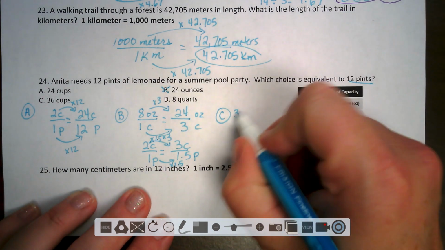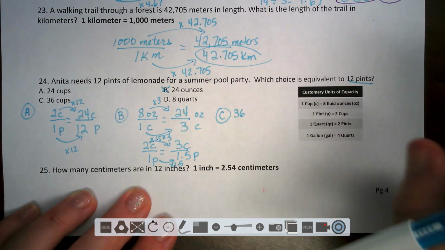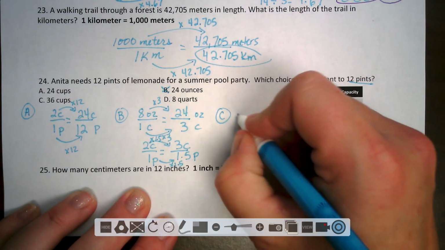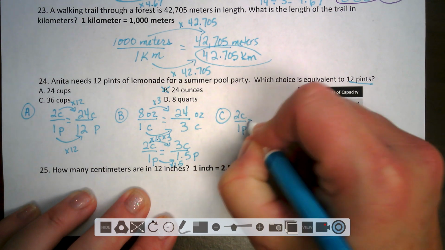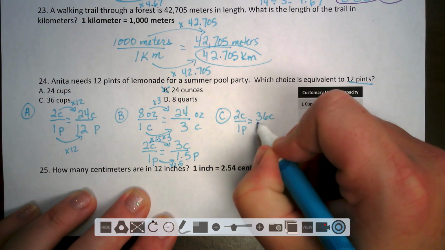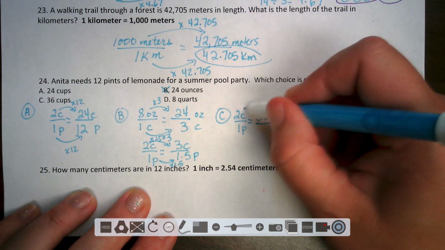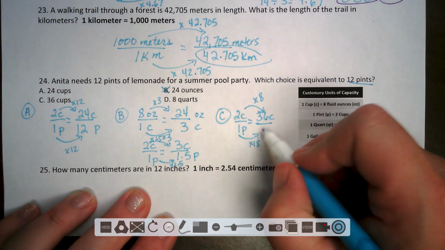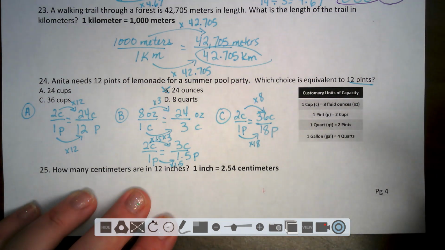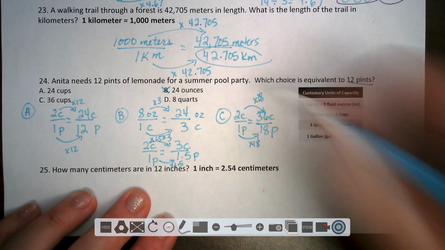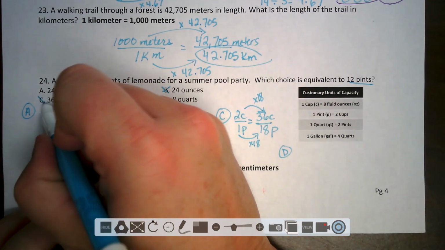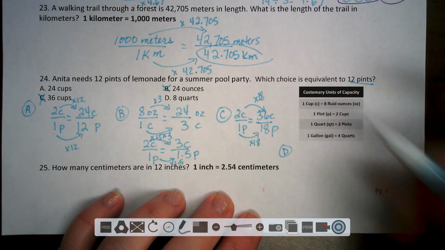Let's take a look at C. C is 36 cups. Whoops, let me erase that. I didn't mean to write my 36 down just yet. All right, C. So I'm doing cups to pints. I'm putting my 36 cups up top. And how do I get from 2 to 36? Times 18. 1 times 18 gives me 18 pints. Well, that's not going to work. So C will not work. Too many pints on that one.